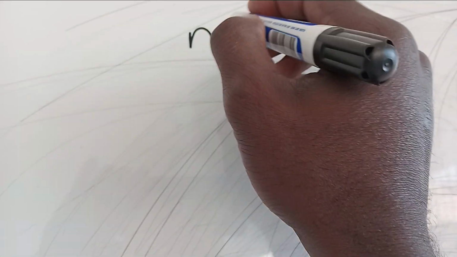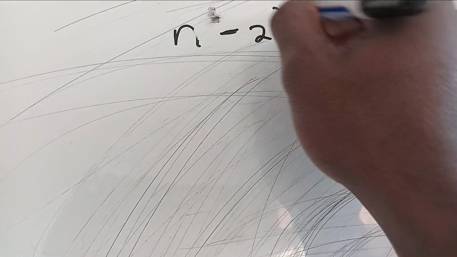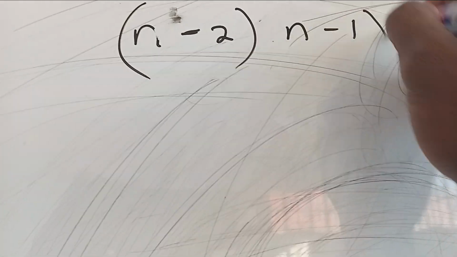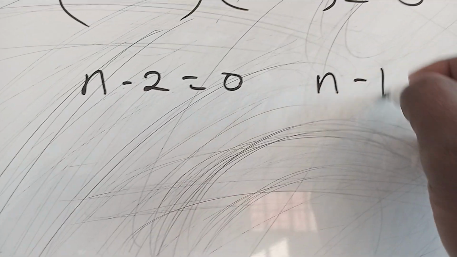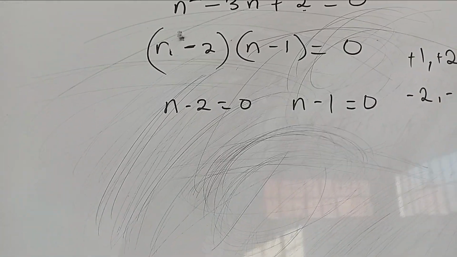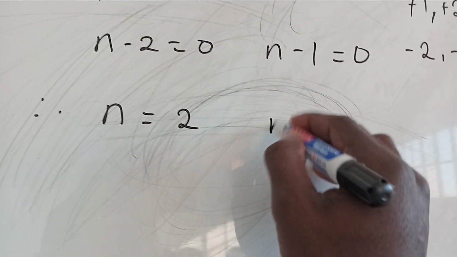Therefore, you can write that n squared minus 3n plus 2 becomes n minus 2, n minus 1 equals 0. So we can equate n minus 2 to 0, and n minus 1 to 0. Therefore, my n equals 2, n equals 1.